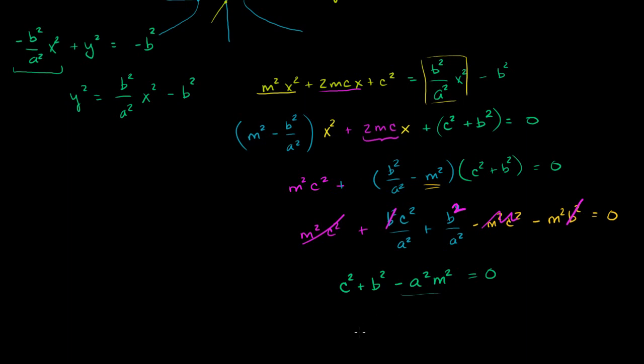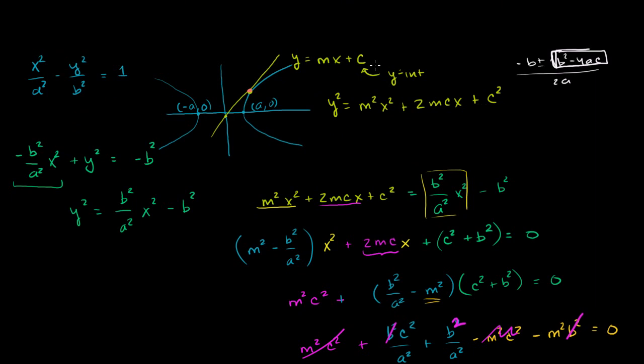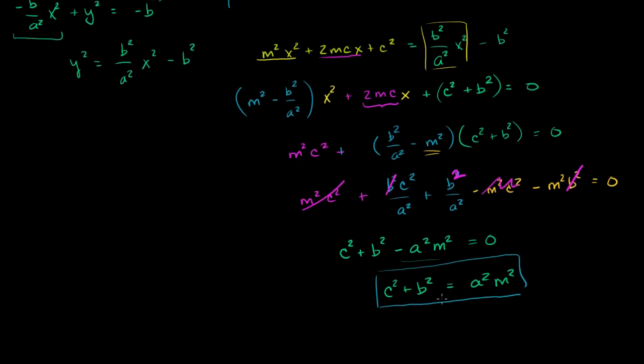Or we could add this to both sides of this equation. We get c squared plus b squared is equal to a squared m squared. And what's really neat about this is we now have a very simple relationship. If we know the equation of the line, if we know what m and c are, we have an interesting relationship for A and B. If we know what A and B are, we have an interesting relationship for the equation of the line. And maybe if we have a few other constraints, we could actually solve for them. But we'll take this and use it in the next IIT problem we're going to do.